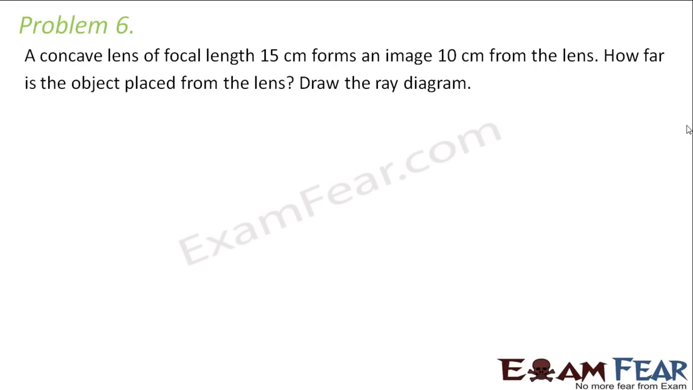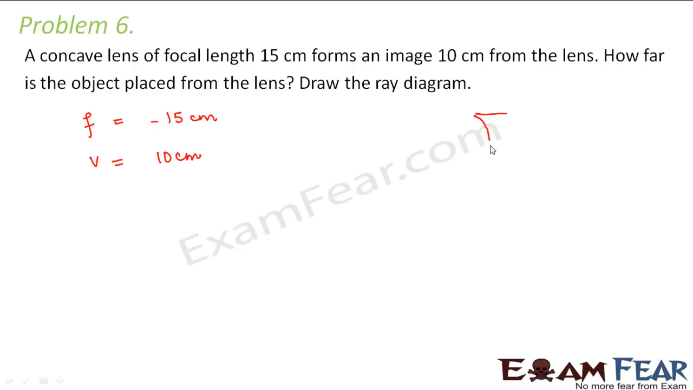A concave lens of focal length 15 centimeters forms an image 10 centimeters from the lens. How far is the object placed from the lens? So in this case, what are the values that are given? Focal length is given as 15 centimeters. For a concave lens, focal length is negative. Image distance is given as 10 centimeters, right?